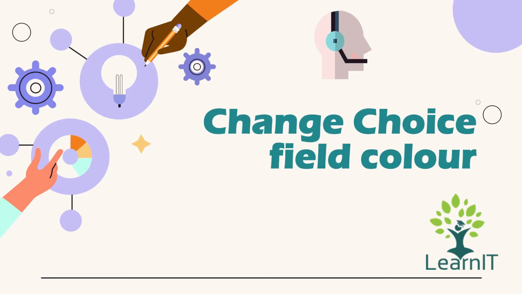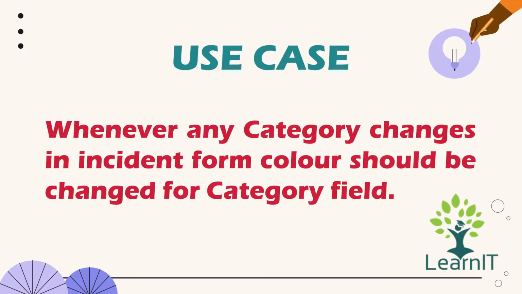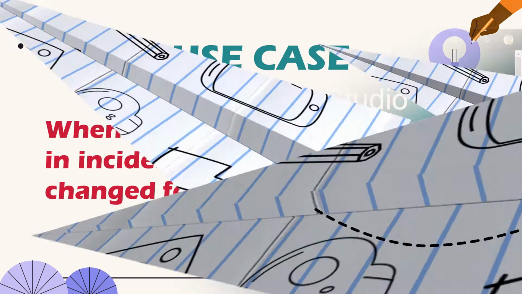So now let us see what is our use case. Use case is like change choice field color. So let us see in detail what this use case is all about. Whenever any category changes in incident form, color should be changed for that category field. So let us try to implement in our personal developer instance and see how we can implement this.